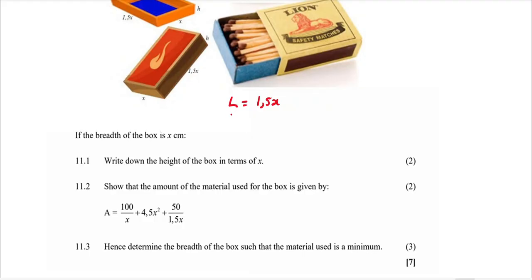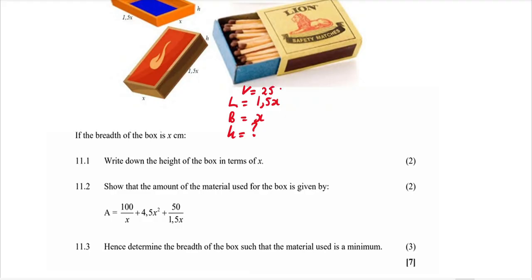So we know our breadth, or b, and then we have a height. We don't know the value of our height. So they say write down the height of the box in terms of x. We also have the volume. Our volume is 25 centimeter cube.